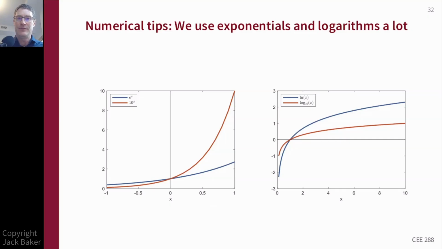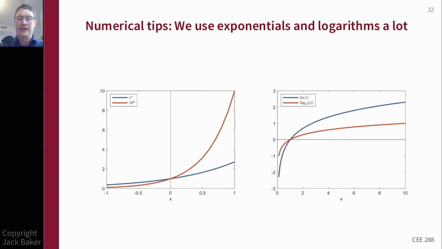And then on the right, we've got logarithm functions. The logarithm is just the inverse of the exponential. So we've got a natural log, which is the inverse of the e to the x function. If I take e to the x and then take the natural log of e to the x, I'll get back x. And then the base 10 log is just the inverse function of the 10 to the x function. Here on the right, we can see that as x gets bigger, these functions have decreasing slopes, and their slope is decreasing at a fixed rate.